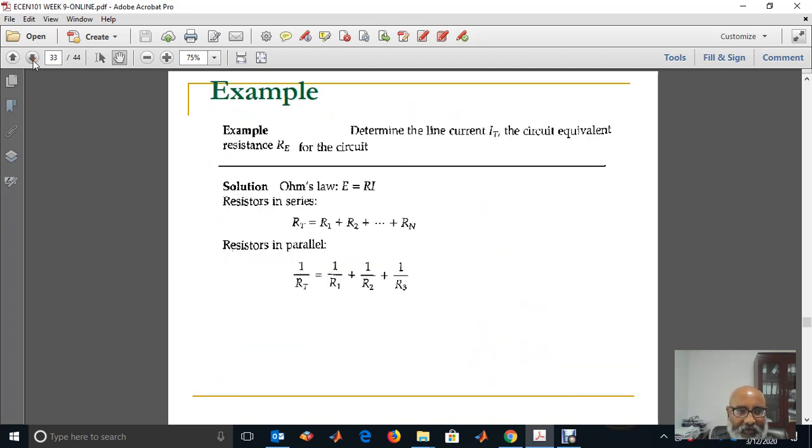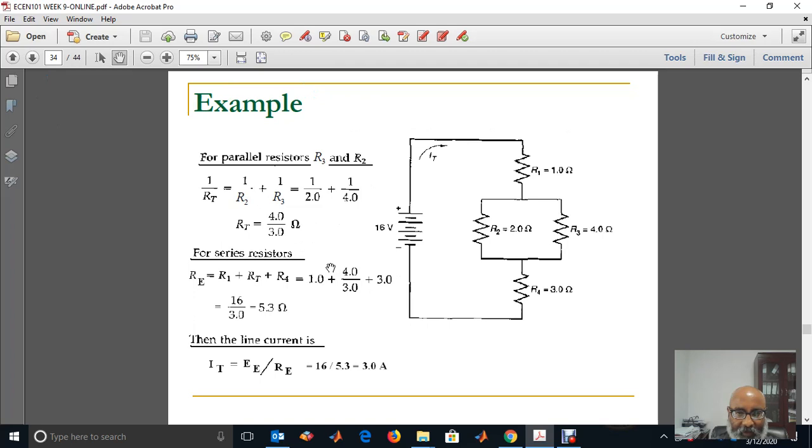Now, in the next circuit, let's determine the total current and the total equivalent resistance. In this circuit, again, I have a series-parallel combination. Here I have R2 in parallel with R3. To determine 1 over R total for R2 and R3, it is 1 over R2 plus 1 over R3, from which R2 in parallel with R3 gives me 4 over 3 ohm.